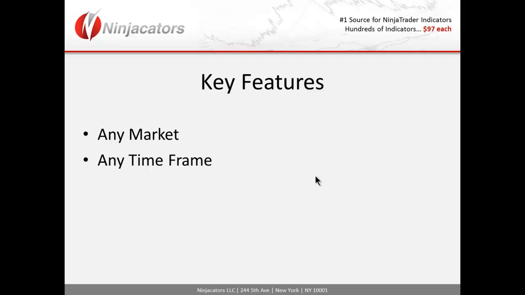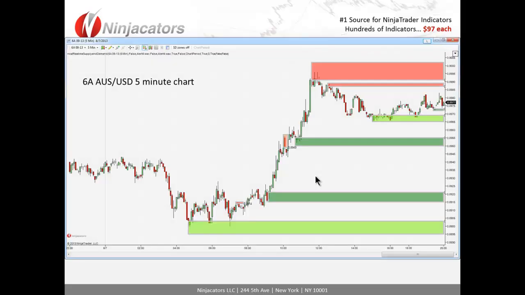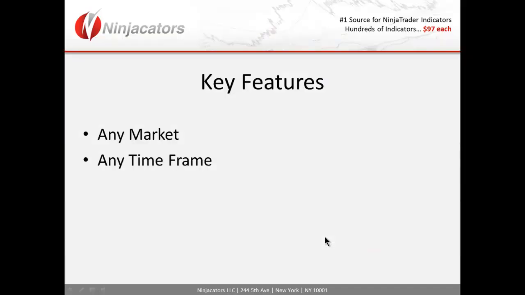You saw the previous charts. There was a 60-minute, there was a daily. Here's a 5-minute. This is a 6A. This is an Aussie dollar future contract on a 5-minute chart. Okay, so this is just an example of a 5-minute chart. You got some supply zones up here, some demand zones. So any time frame. You can also use multi-time frame calculations.